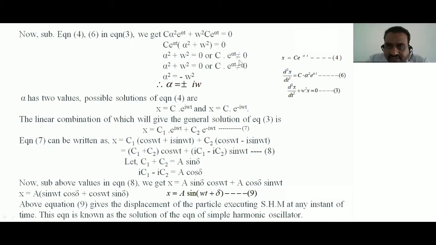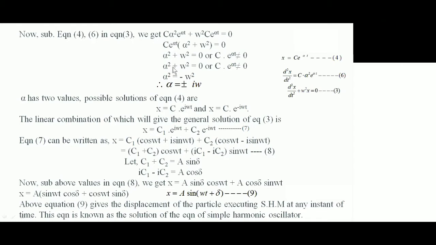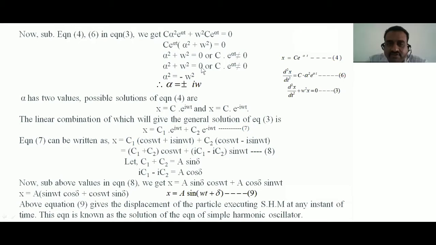Either this is equal to 0 or c e to the power alpha t is equal to 0. But c e to the power alpha t is not equal to 0, because that is the x value, and we are not taking x equal to 0. So alpha square plus omega square is equal to 0, alpha square is equal to minus omega square, alpha is equal to the root of minus omega square. Root of minus 1 is i, so alpha is equal to plus or minus i omega.